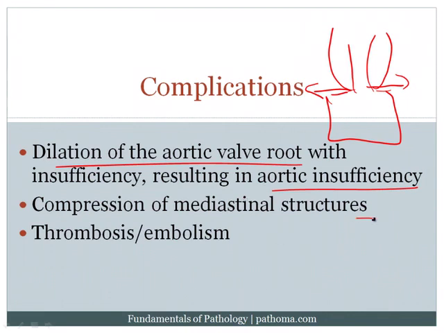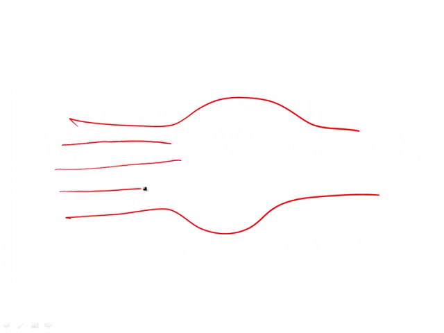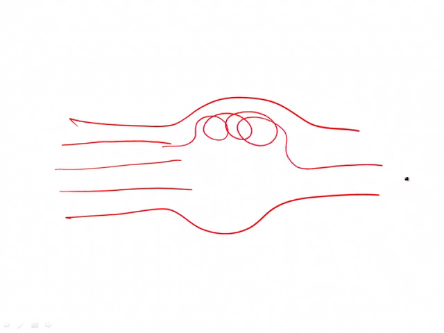You can also get compression of mediastinal structures. As this thing balloons out, it can compress upon other structures within the mediastinum. And then the third complication would be to get thrombosis or embolism. When you've got a balloon-like dilatation in any blood vessel, remember that normally blood flow is laminar. So you've normally got this laminar blood flow, but when patients get an aneurysm, that results in some disruption of that blood flow, and as you lose the laminar flow of blood, you increase the risk for activation of the coag cascade. So it's not uncommon to get thrombosis along the wall of the aneurysm.